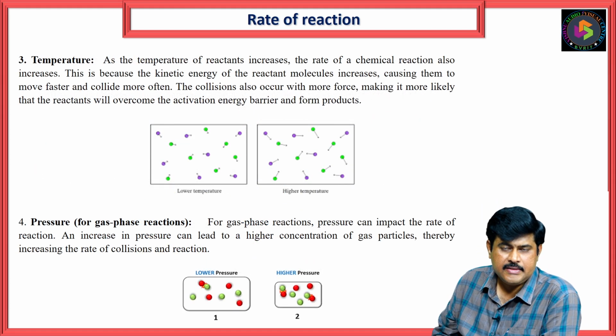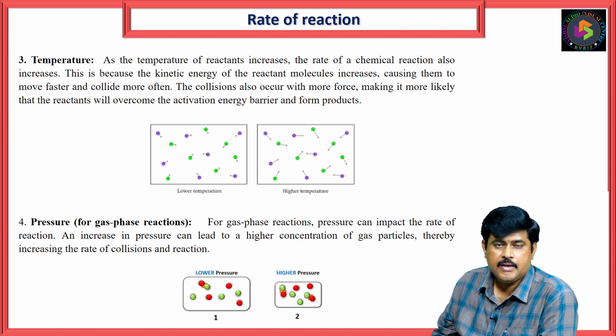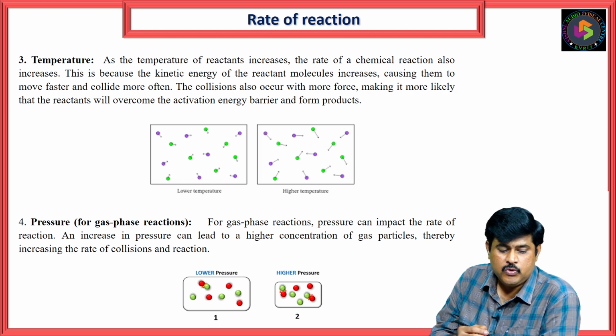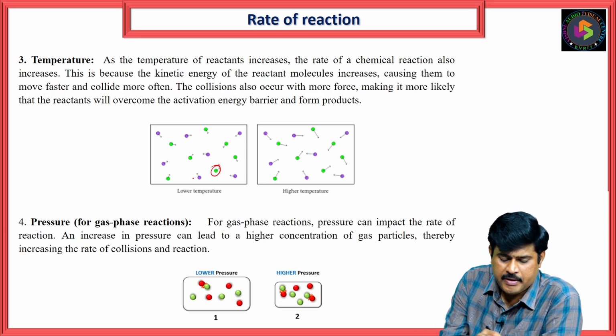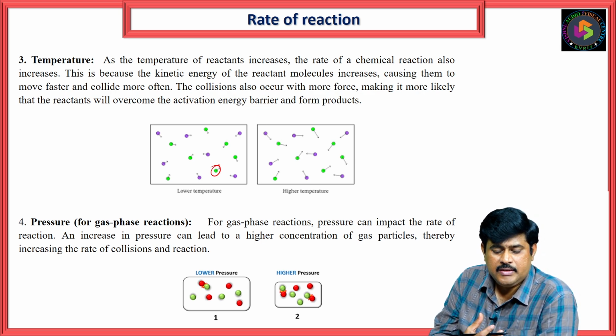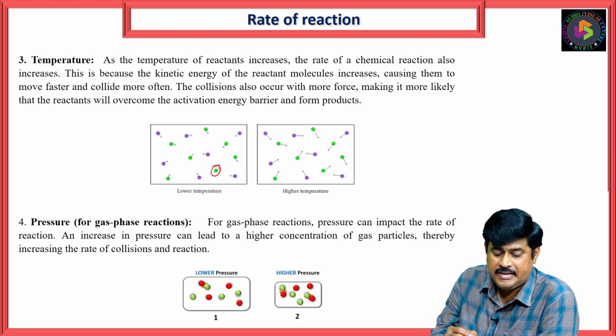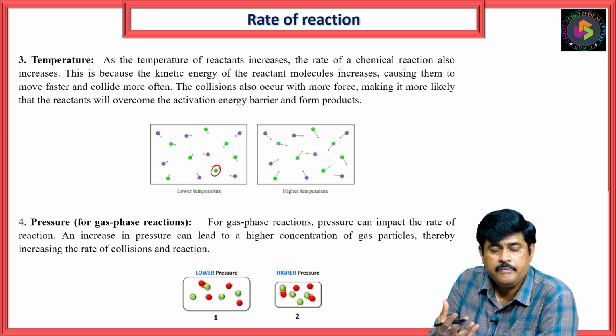And the third important factor is temperature. As the temperature of the reactants increases, the rate of a chemical reaction is also increasing. This is because the kinetic energy of the reactant molecules is increasing, causing them to move faster and collide more often. So when you increase the temperature, what will happen? The molecules gain more kinetic energy so that they can move very fast. And they move here and there more often, and collisions also will increase, and these collisions also will occur with much force, making them likely to form the product.